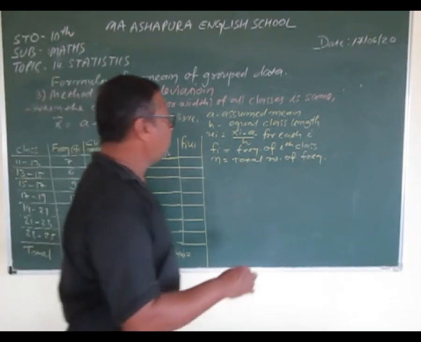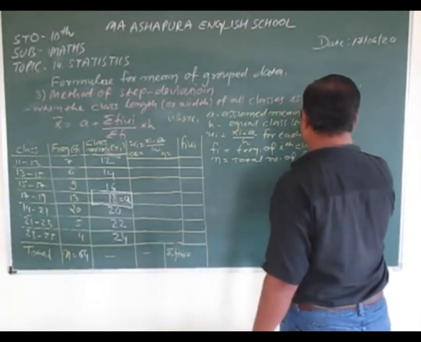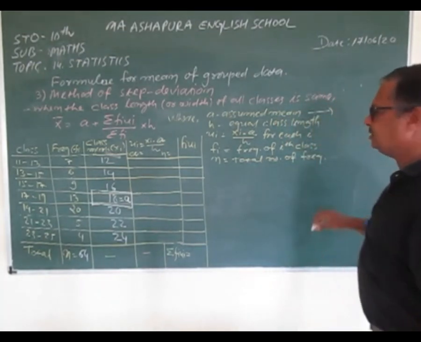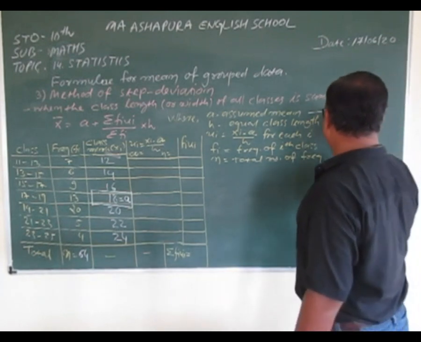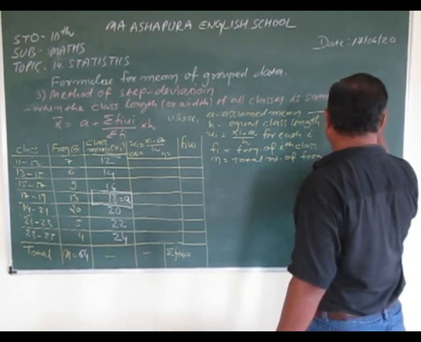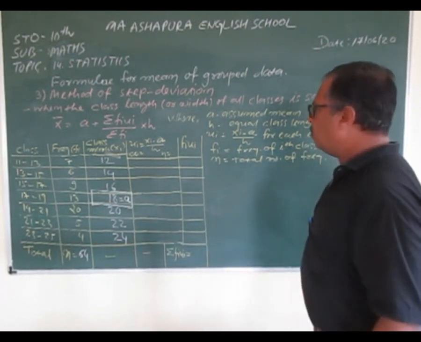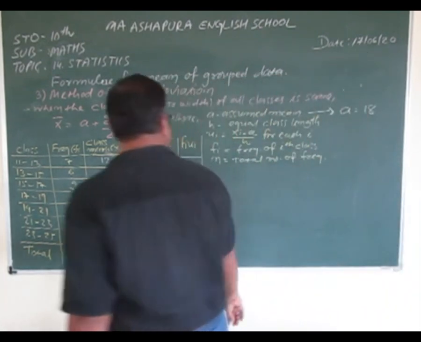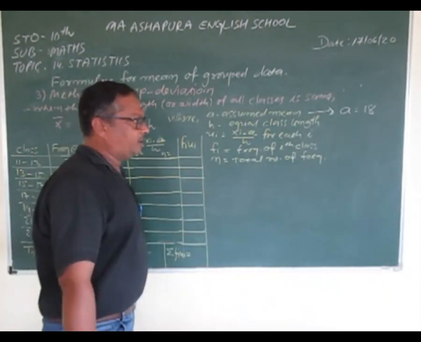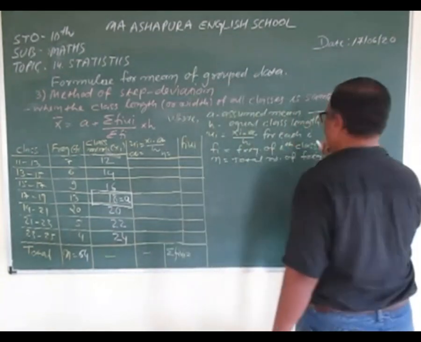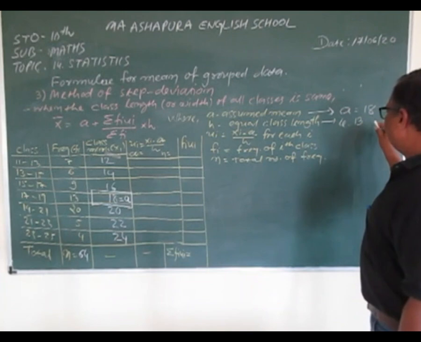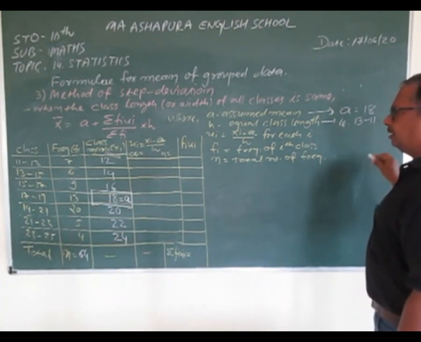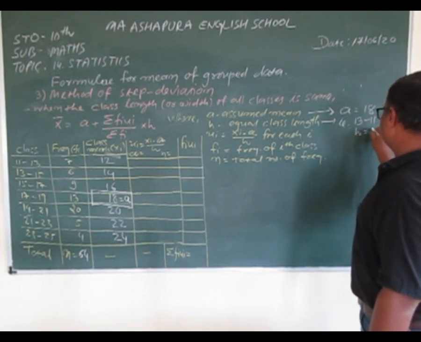Please write down some data. Here a is the assumed mean. Assumed mean is 18. Now h. What is h? h means the equal class length. How do we find it? For example, upper boundary minus lower boundary, 13 minus 11 is equal to 2. That means h is equal to 2.